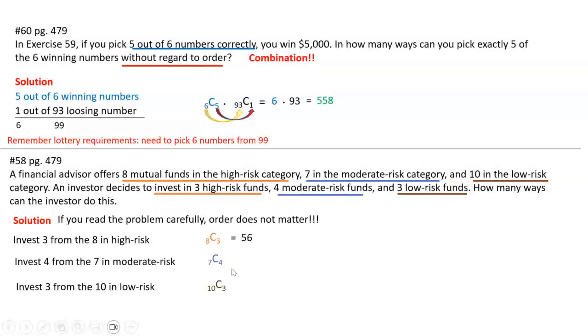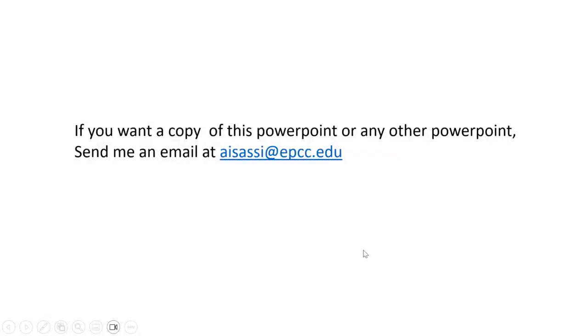So 8 combination 3 will be 56. 7 combination 4 will give us 35. And 10 combination 3 will give us 120. If you multiply those out, it's going to give us 235,200. That's how many ways this can be done. And I believe, guys, that's it for this workshop.